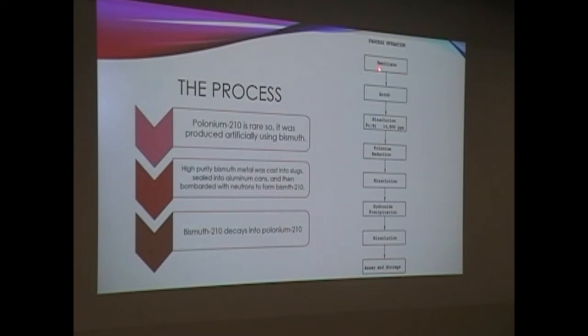And so you would dissolve it in nitric acid, denitrate it, scrub it, dissolve it again, polonium and the bismuth. You reduce the polonium, you dissolve it again in another material that's a hydroxide, dissolve it. Finally, you convert a small amount into the metal that is actually collected and used.